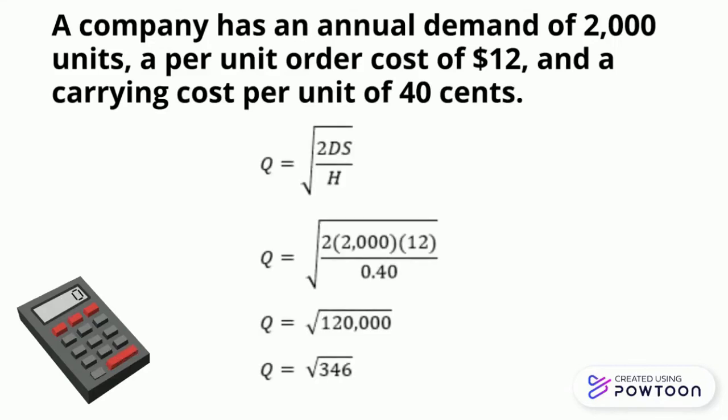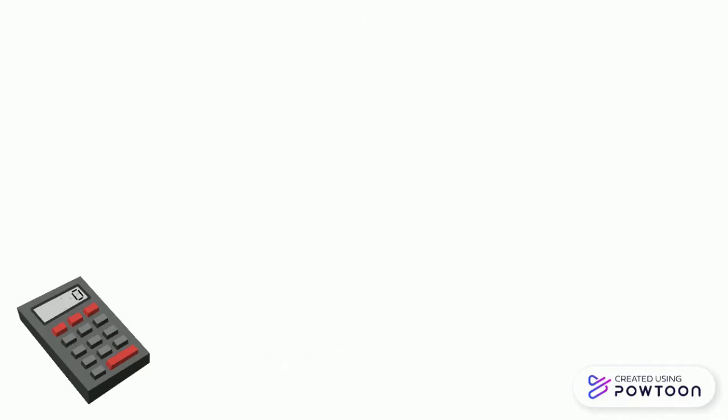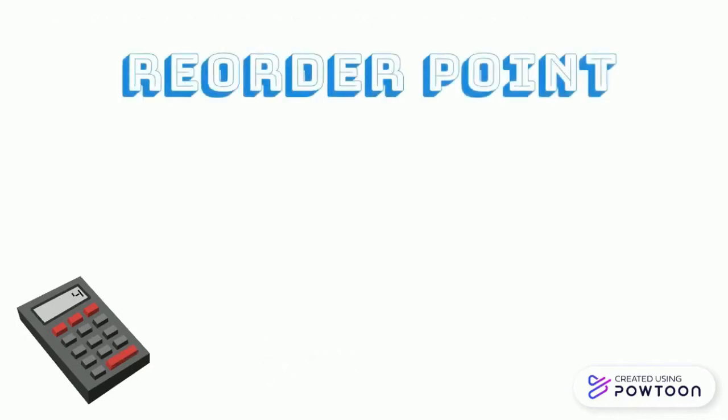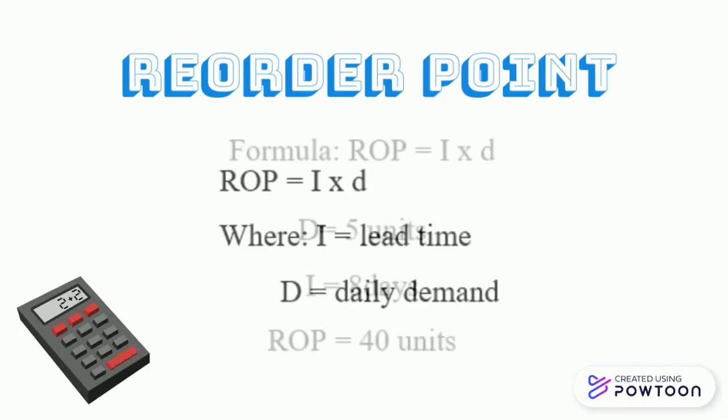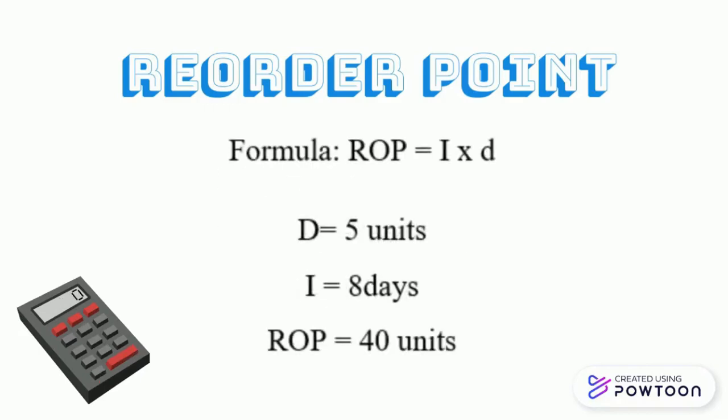Now that we know how much to purchase, let us consider the second question. When do we purchase? The reorder point is usually expressed as follows, where lead time is multiplied by daily demand. For example, if daily demand is 5 units, and the lead time is 8 days, then the reorder point is 40 units.